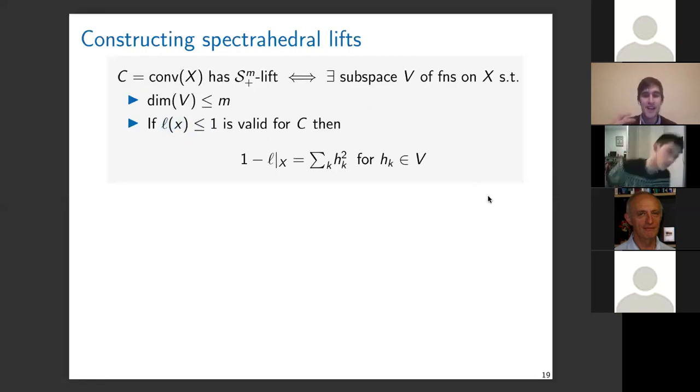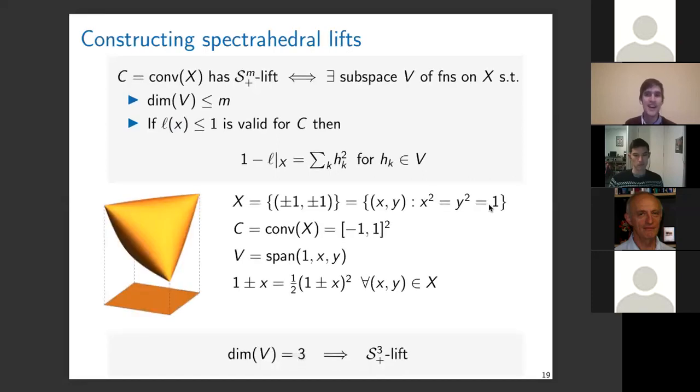Okay, so somehow there's an intimate connection between spectrahedral lifts and sums of squares once I work with the right set of functions, essentially. And so what this tells me is that if I want to construct lifts, what I need to do is construct subspaces of functions on the extreme points from which I take sums of squares and try to certify all the linear inequalities that are valid using sums of squares from this subspace.